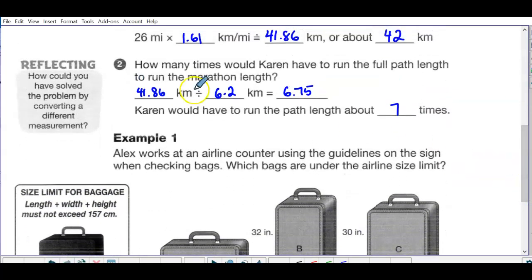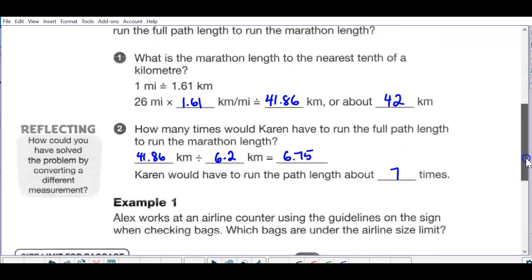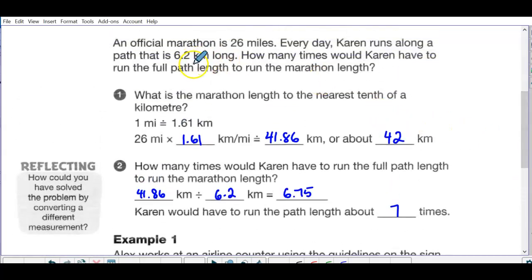And then if you take a look at the Reflect, it says, how could you have solved the problem by converting a different measurement? That would be doing the opposite. So converting this 6.2 kilometers to miles and then dividing.